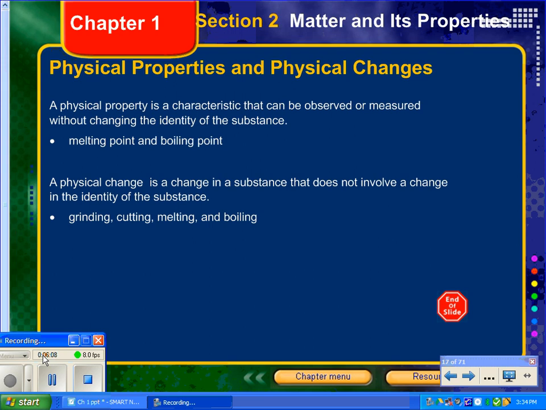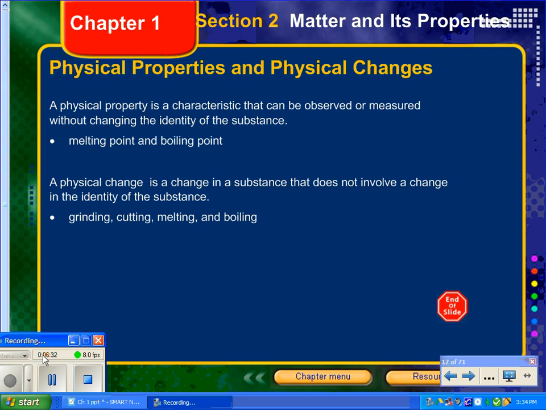Physical properties and physical change. A physical property is a characteristic that can be observed or measured without changing the identity of the substance. If we melt water, it's still H2O. If we boil water and it makes steam, it's still H2O. Phase changes are all physical properties. So we're talking melting, boiling, and freezing. These are all physical properties.